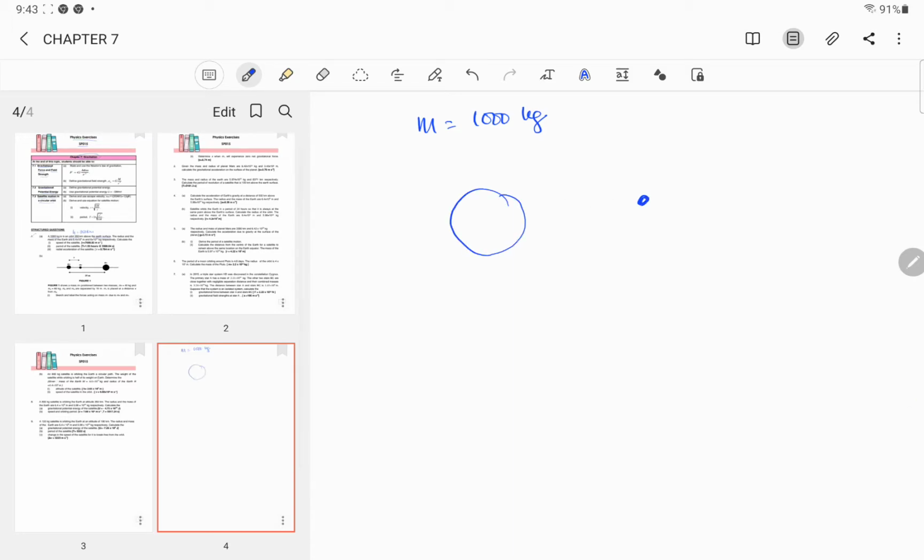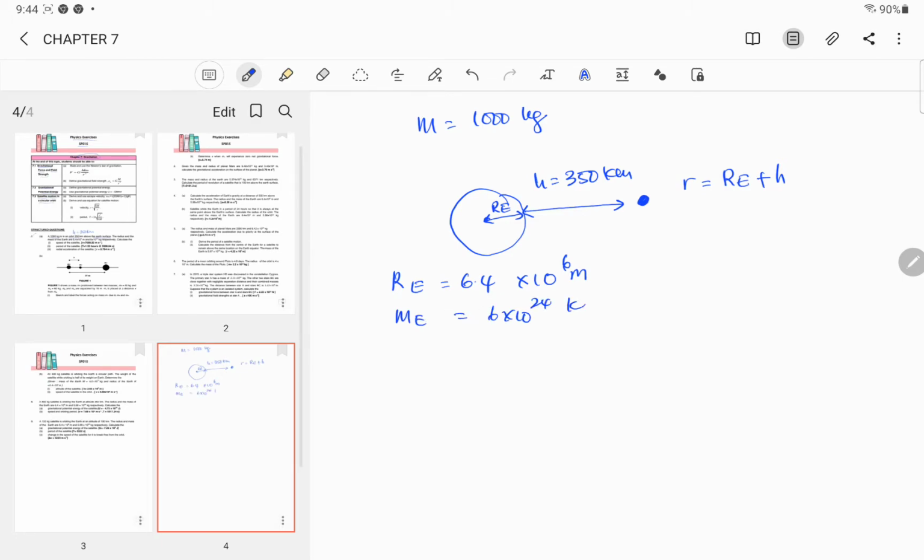Okay, this is an example, the object. Alright, so this is H. H is the altitude, 350 kilometer above the surface. This is your radius of Earth. So our R is equal to R Earth plus H. Okay, remember that R is always measured from the center of the Earth. Given that the radius of Earth is 6.4 times 10 power of 6 meter, and the mass of Earth is 6 times 10 power of 24 kilograms.